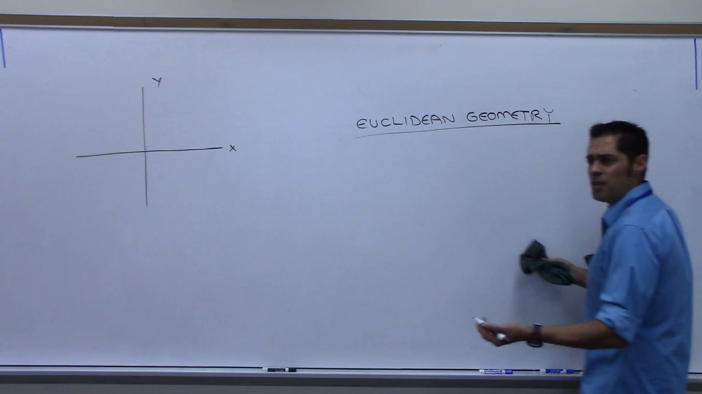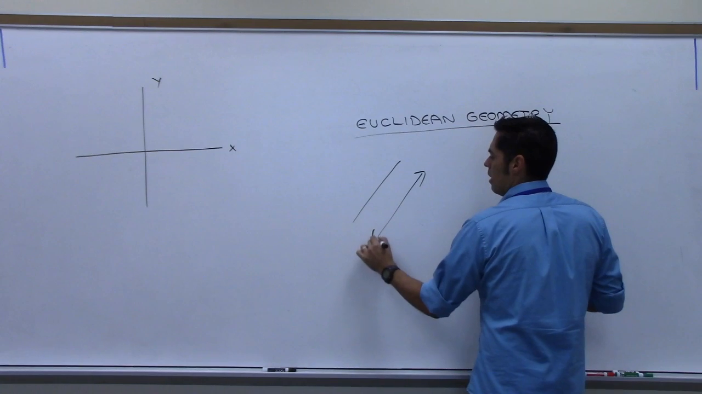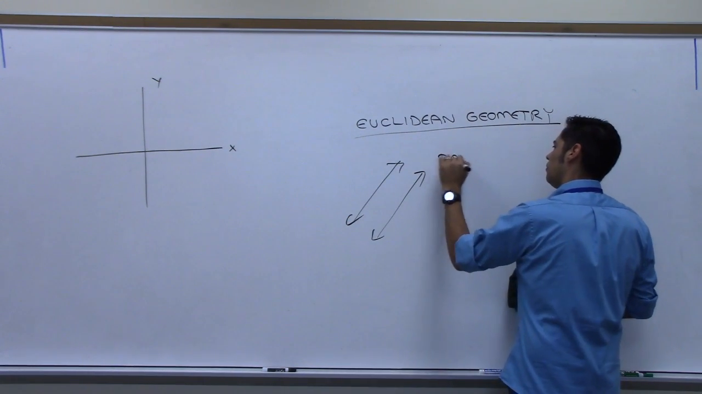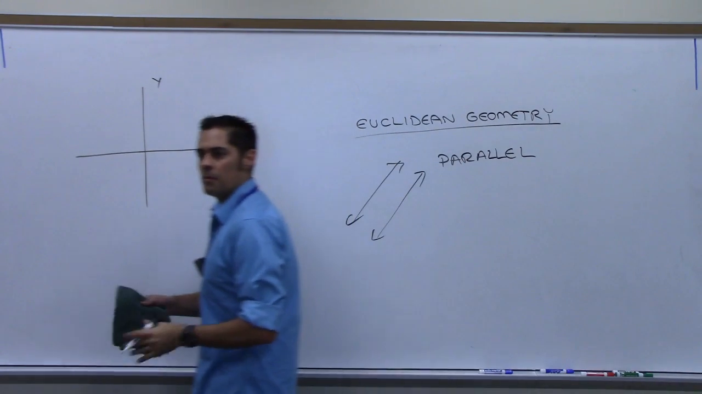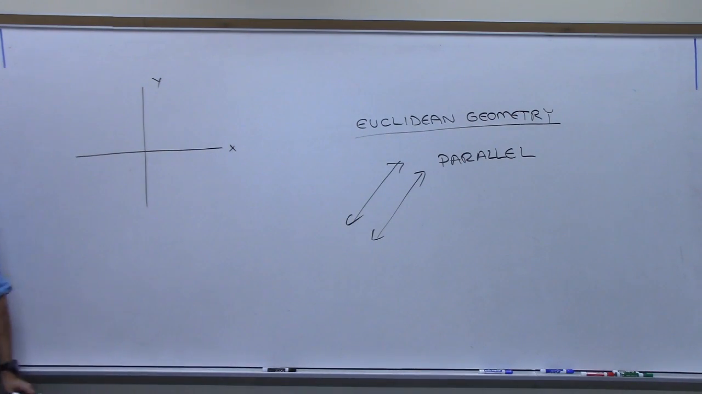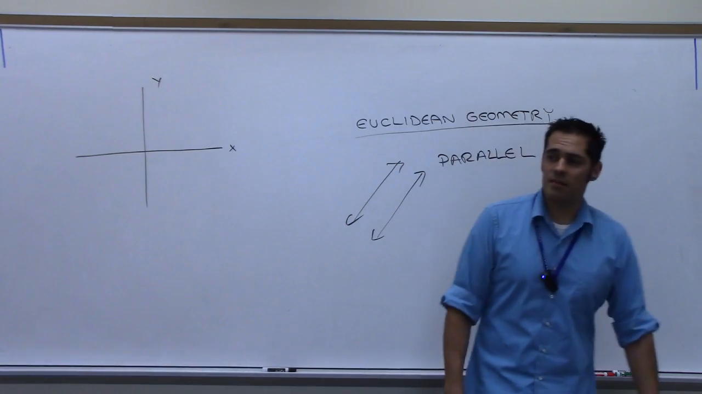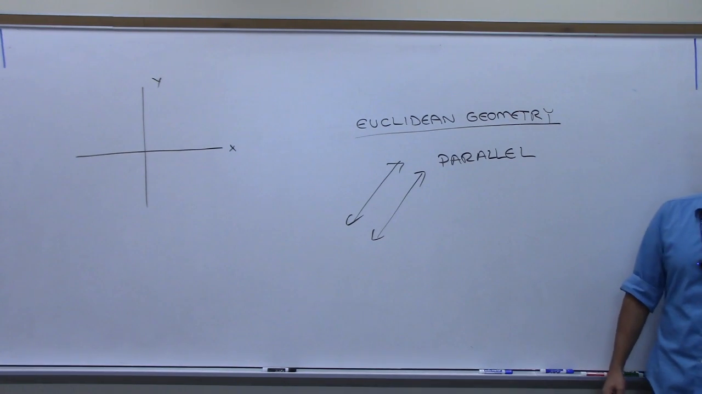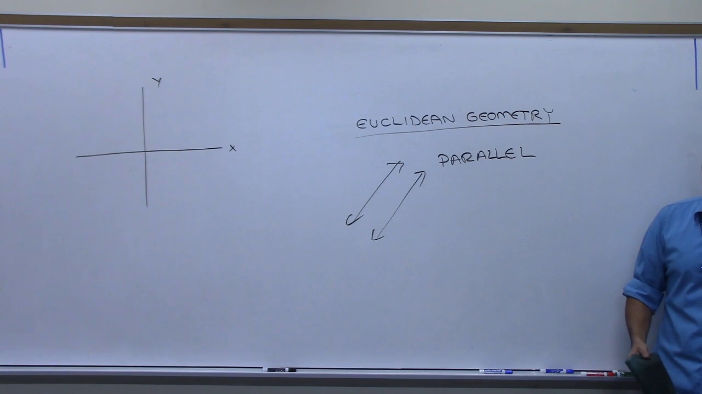Okay, Euclidean geometry. Some of the things that we have, like if I have 2 lines and they're parallel, what can you tell me about 2 parallel lines? They'll never intersect, right? That's a property of Euclidean geometry. Does that mean that it's always the case? Do parallel lines ever meet? Not in Euclidean geometry. They don't. But they do in other places. I'll give you an example.